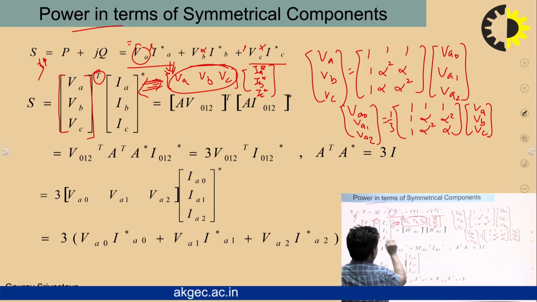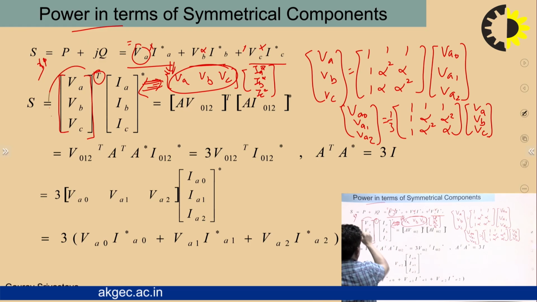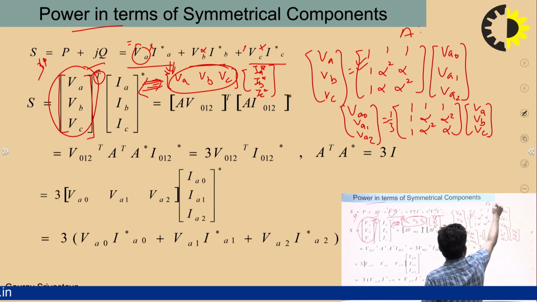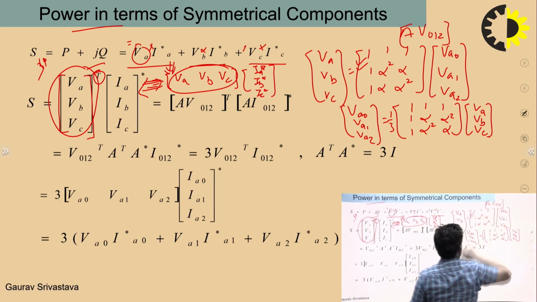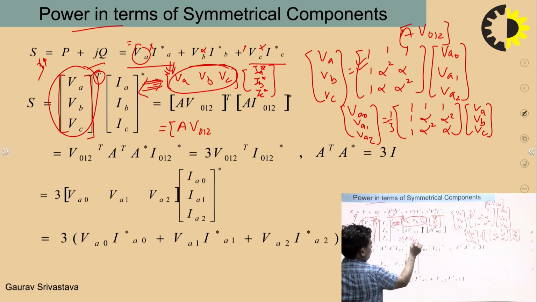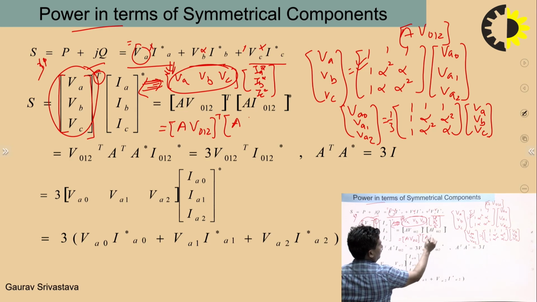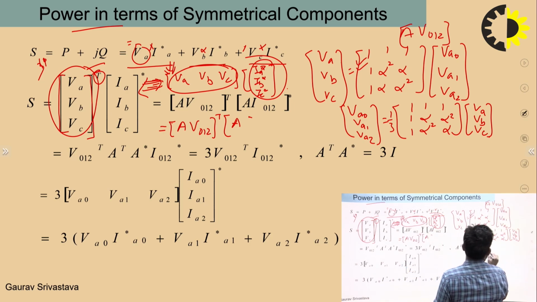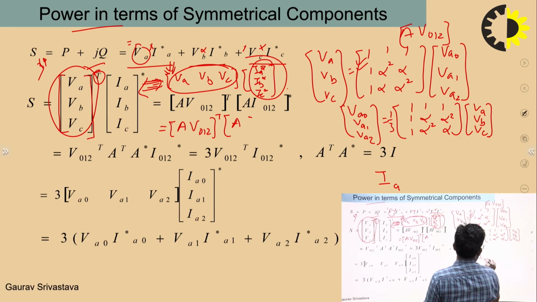Because we know that this equation becomes this, what was your equation? AV012, we can simply write it. So this equation has converted to AV012 transpose, A conjugate, because of the conjugation point of view. Similarly, we can find IABC.